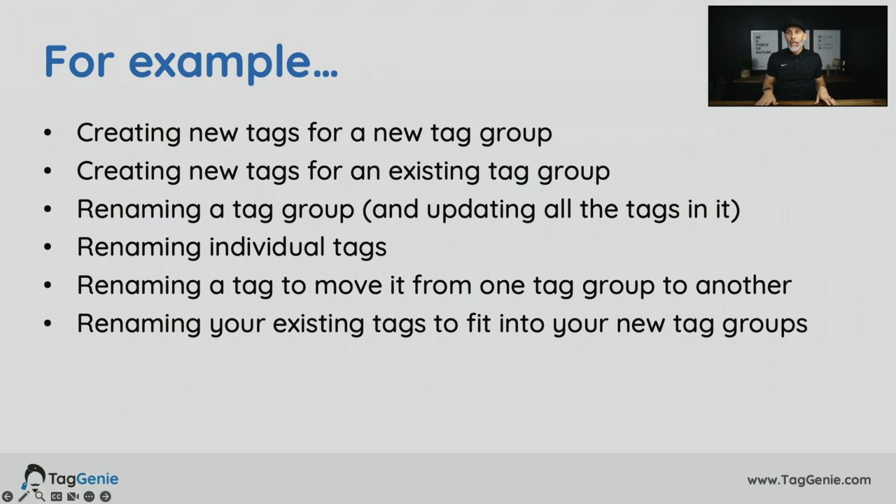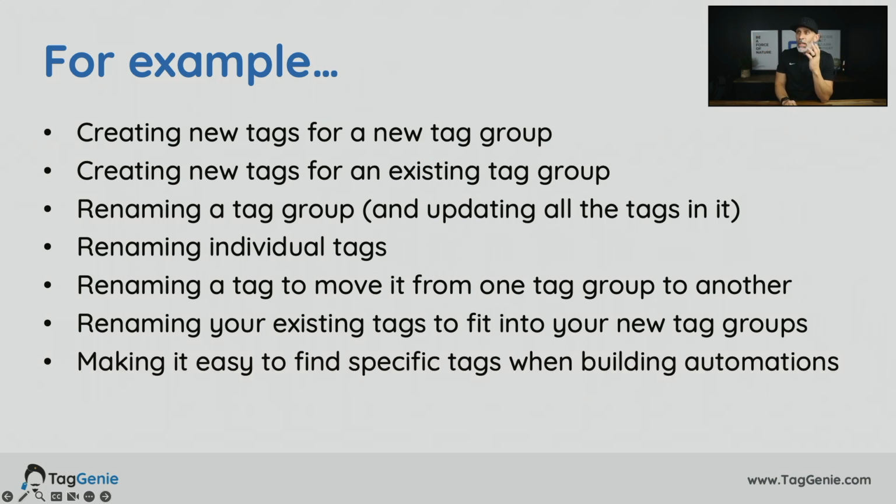Maybe we're just doing a cleanup. You have a bunch of tags, they're not organized at all, and I want to go do these tag groups. So I've got to go rename all my tags so that now they're organized. This is just the initial cleanup that you would do here. Maybe you want to slightly modify some tag names because you're building automations and having a hard time finding them. We just want to make it easier to find the tags that you're using.